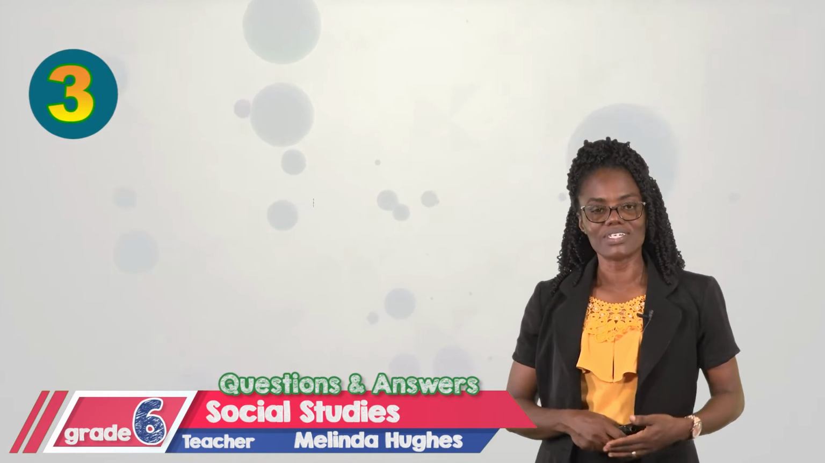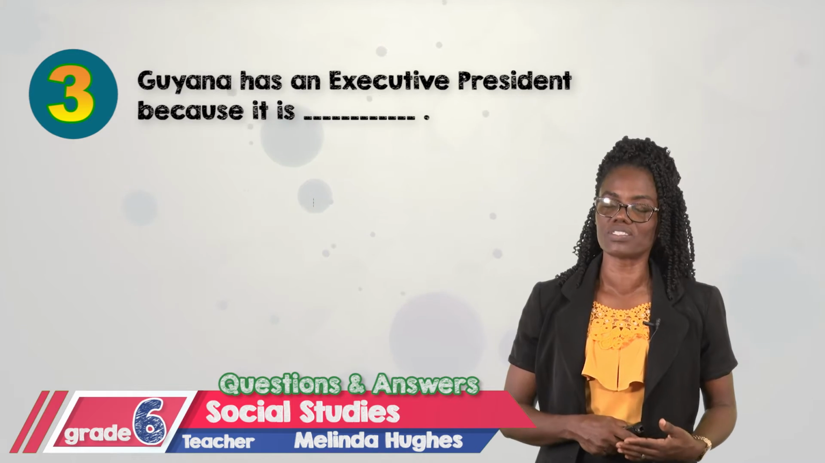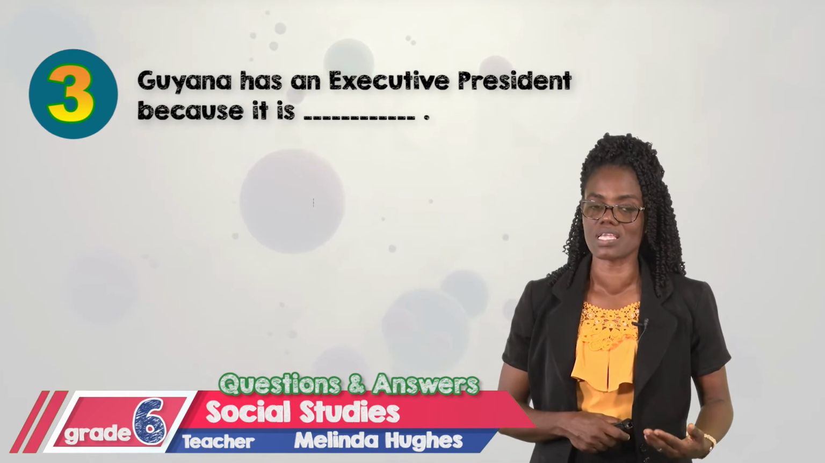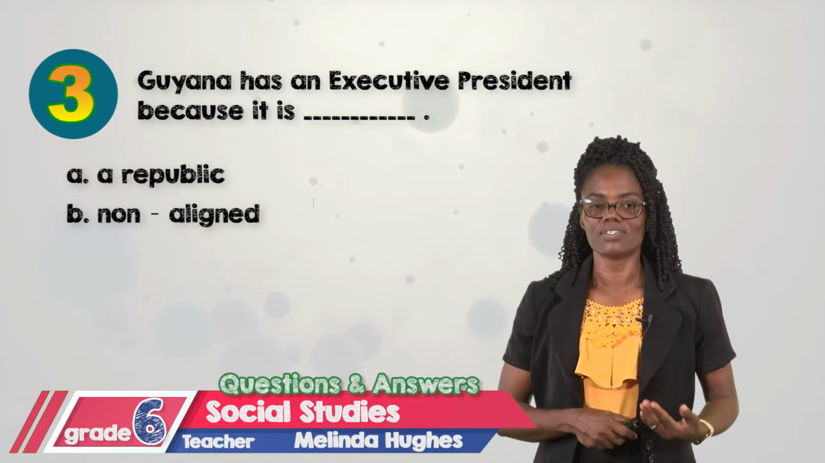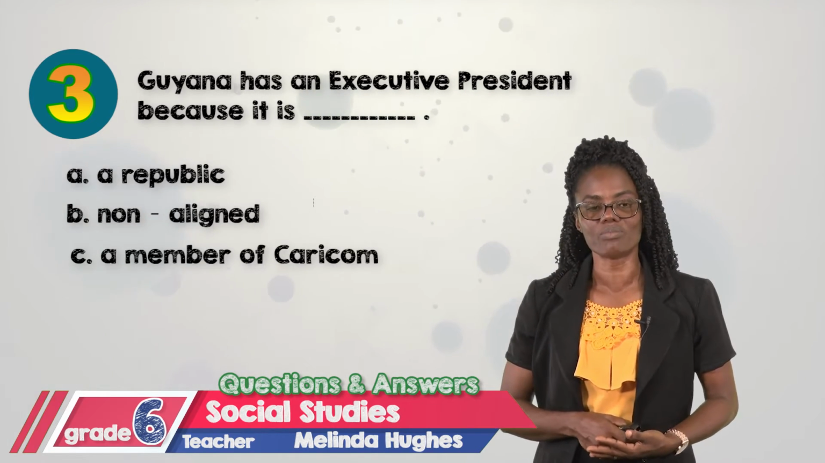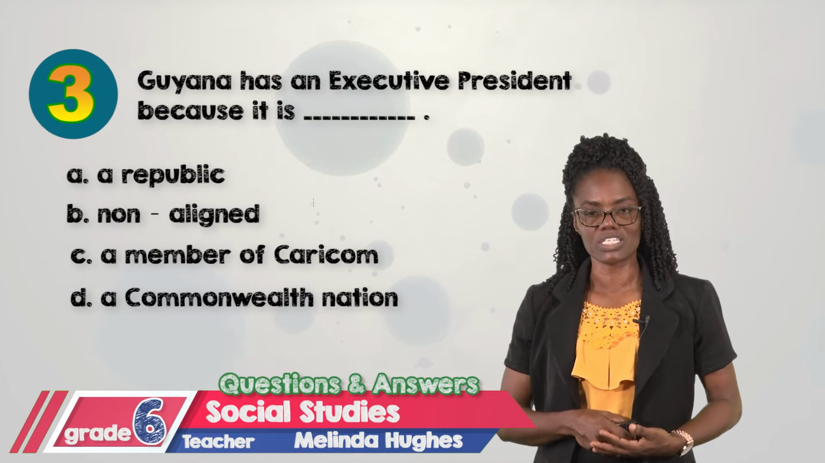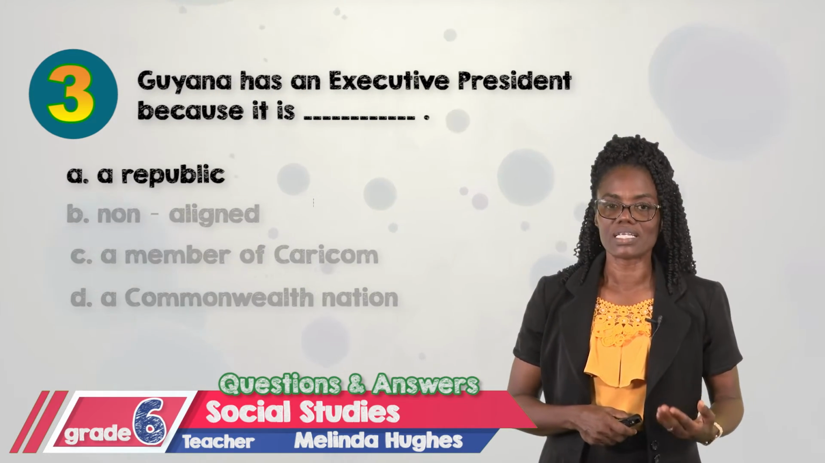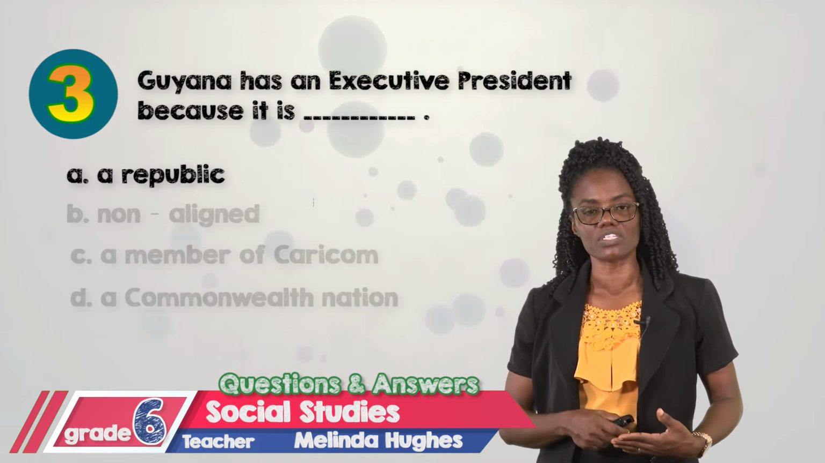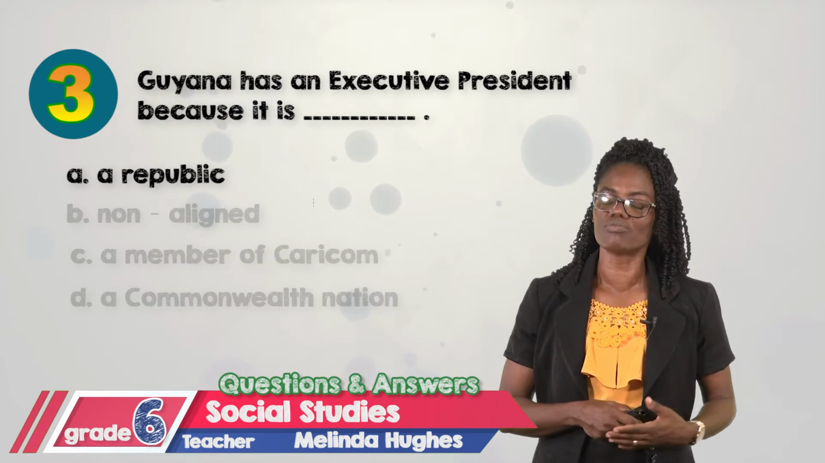Question 3. Guyana has an executive president because it is A, a republic, B, non-aligned, C, a member of CARICOM, or D, a Commonwealth nation. The answer to question 3 is A. Guyana has an executive president because it is a republic.